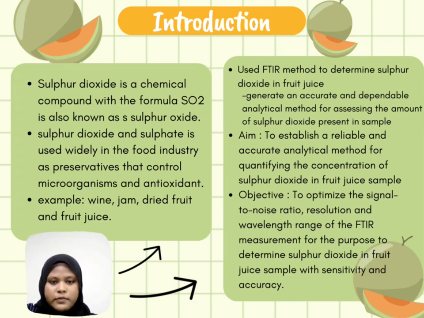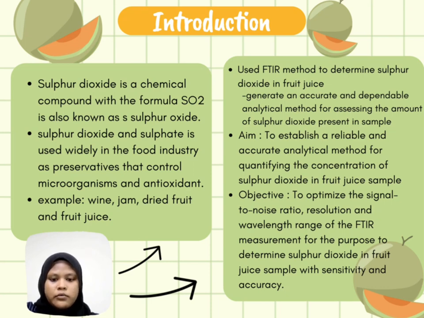So for this experiment, we use the FTIR method to determine sulfur dioxide in fruit juice. This method was used to generate an accurate and dependable analytical method for assessing the amount of sulfur dioxide present in a sample. Our aim is to establish a reliable and accurate analytical method for quantifying the concentration of sulfur dioxide in fruit juice samples.